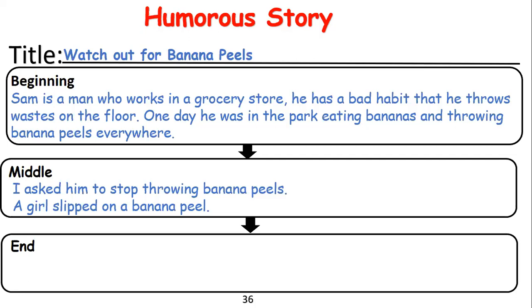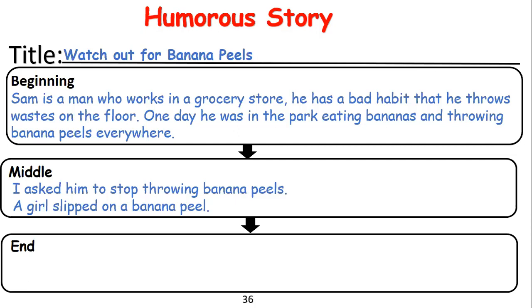Actually, here we don't use the transition words, but in the final writing, or in the drafting, we have to use them. But here in the pre-writing, we don't write them. We don't use them. Okay, so here we describe what happened, and let the reader know what happened at the middle of the story. Okay, I asked him to stop throwing banana peels. A girl slipped on a banana peel. Got it?